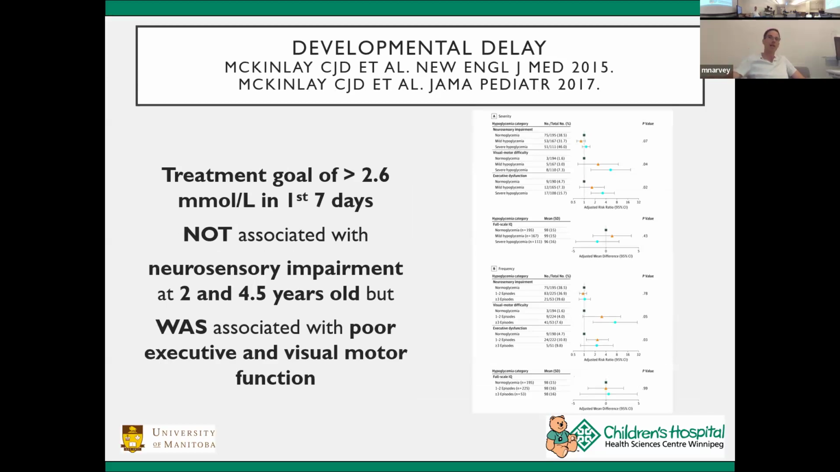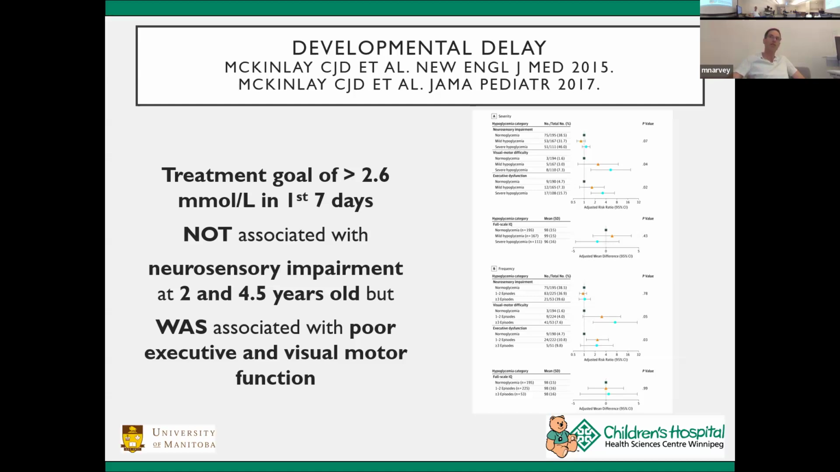And what he wanted to look at was how do these babies do? What happens in the long run if we're trying to avoid low sugar? So in the Sugar Babies trial, they gave glucose gel and placebo, and the goal was to avoid a blood sugar under 2.6 for the first 7 days.